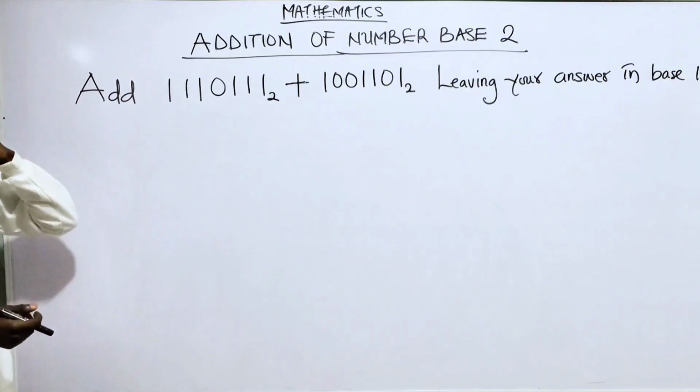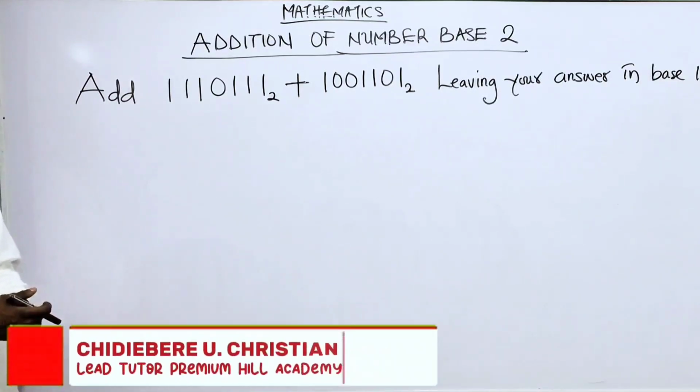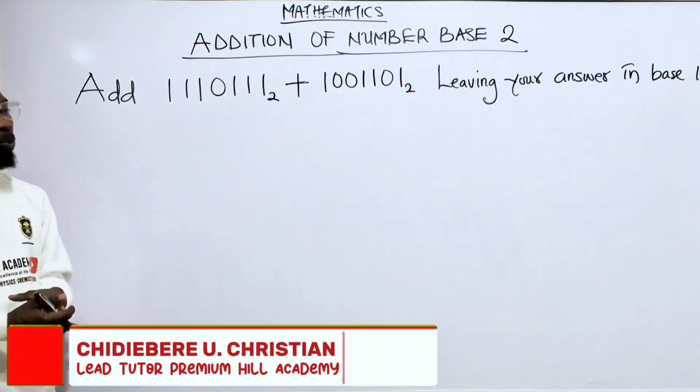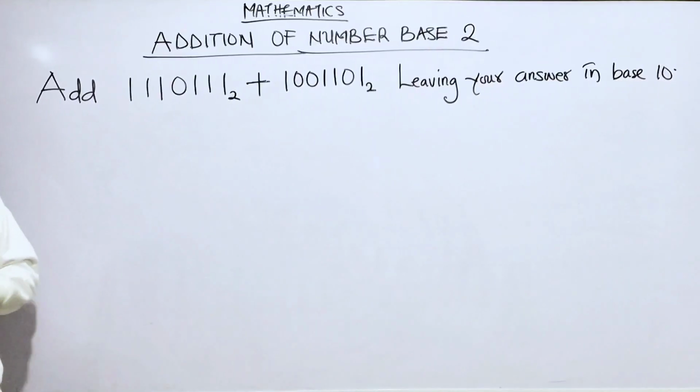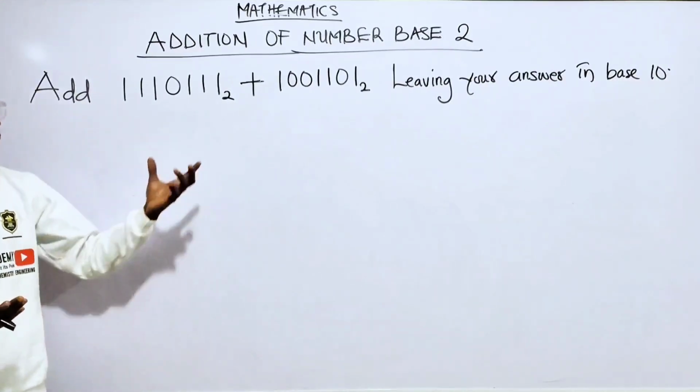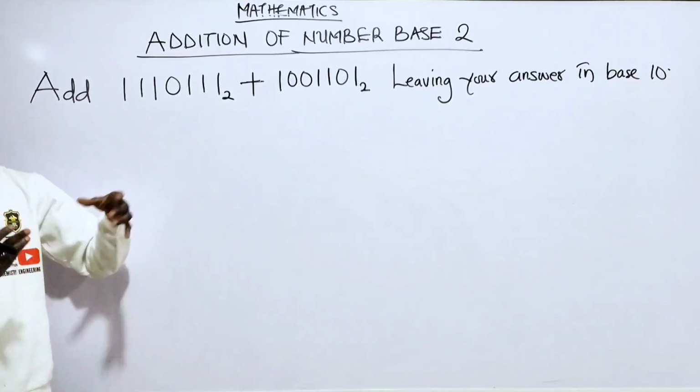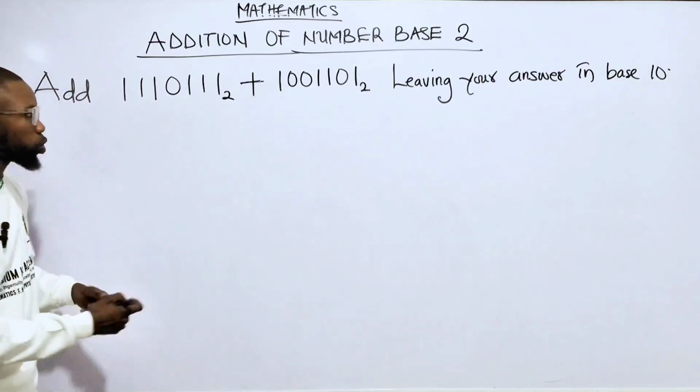It said add 111 base 2 plus 100 base 2 and leave your answer in base 10. So I'm going to show you how to add in base 2 and then leave the answers in base 10. So let's go. Solution to the problem.